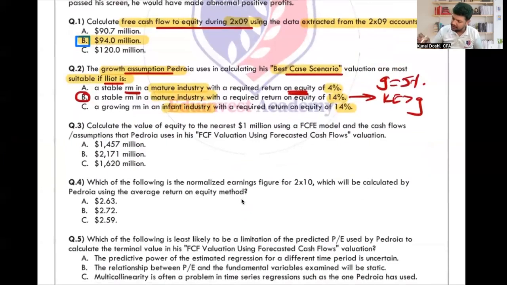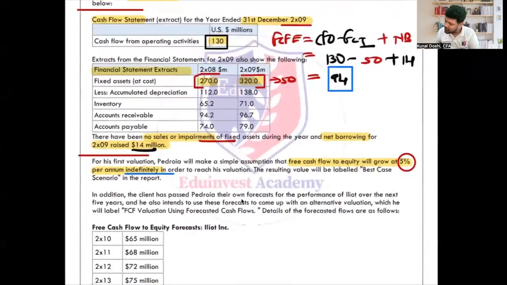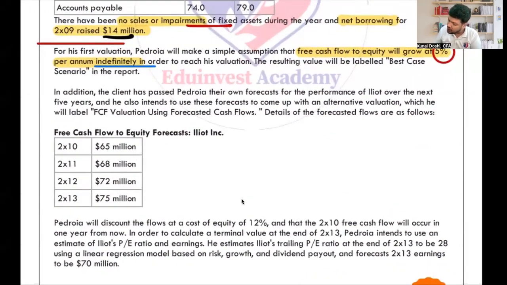Clear? Yes. Calculate the value of equity to its nearest 1 million using an FCFE model and the cash flow assumption that he uses in his free cash flow valuation using forecasted cash flow. All this complicated thing, basically we are looking for value of equity using free cash flow. We have to round it off. So we use this information. Elliot will over the next 5 years and also intends to use this forecast.